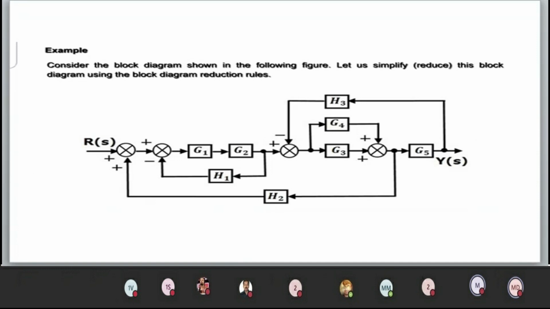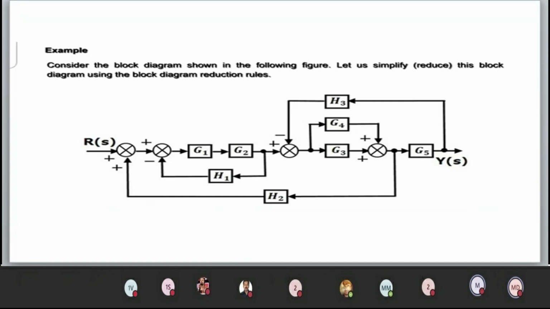Now, let us proceed with a simple problem. Right? So kindly understand the goal of the problem is to minimize the block diagram using block diagram reduction rules to convert it to a single block and finally to determine the transfer function. So let us take the first problem.